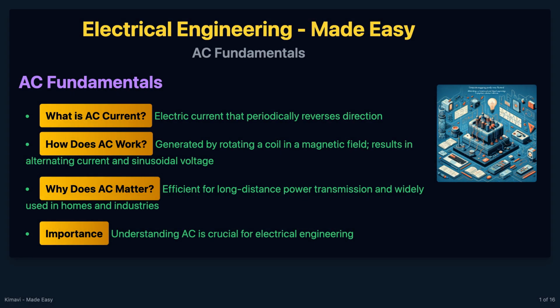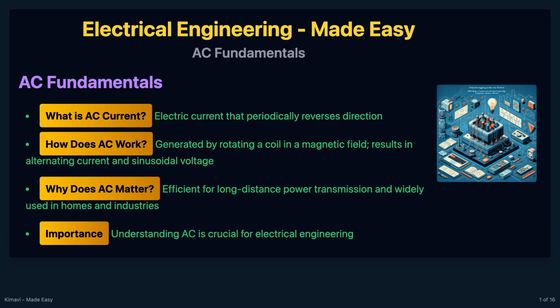Welcome to the chapter on AC fundamentals. Alternating current, or AC, is a type of electric current where the flow of electric charge periodically reverses direction. Unlike direct current, which flows in a single direction, AC changes direction multiple times per second.